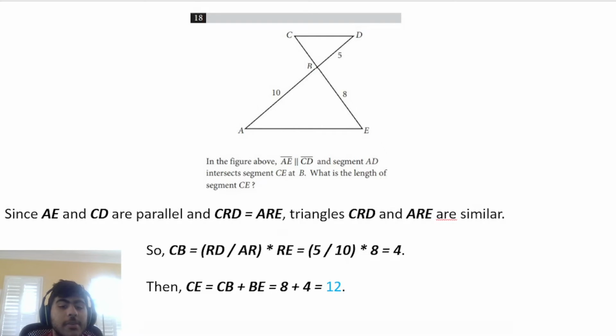Then CB equals BD over AB times BE by similar triangles, right? Corresponding parts of similar triangles are proportional. So that would be 5 over 10 times 8, or 4. So then CE equals CB plus BE, which is 8 plus 4, or 12. So even though we mixed up the labels R and B, whichever one that is, it doesn't matter. CE is still equal to 12. We have segments of 8, 4, and our answer is 12.